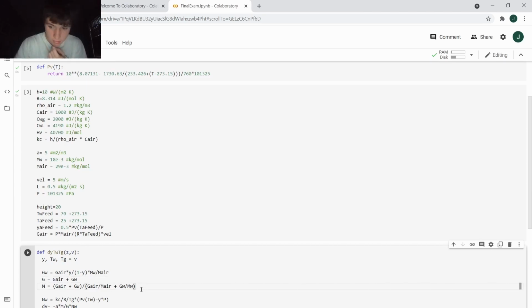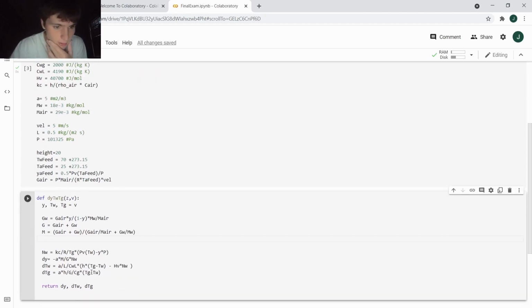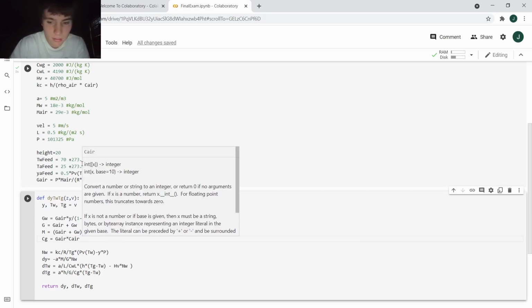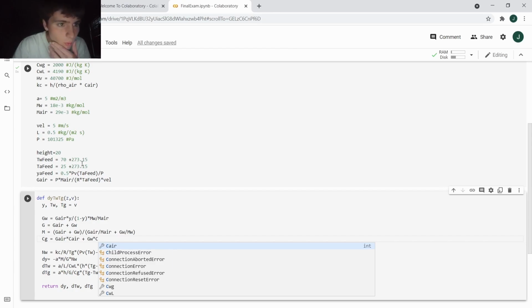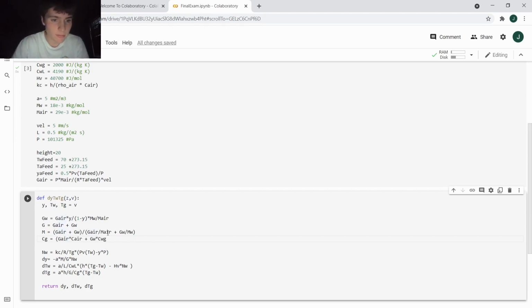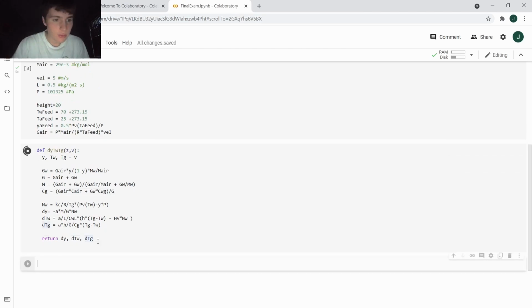we have the average molecular weight, and then we also need the average specific heat. Down here I have that as CG, so it's just the gas flow rate of the air times the specific heat of the air plus G water times the specific heat of the water vapor, CWG, and then that's all weighted by the total gas flow rate. So basically what I'm doing there is I'm taking each of the specific heats and weighing it based off its mass fraction in the flow. And this should then, okay, cool.